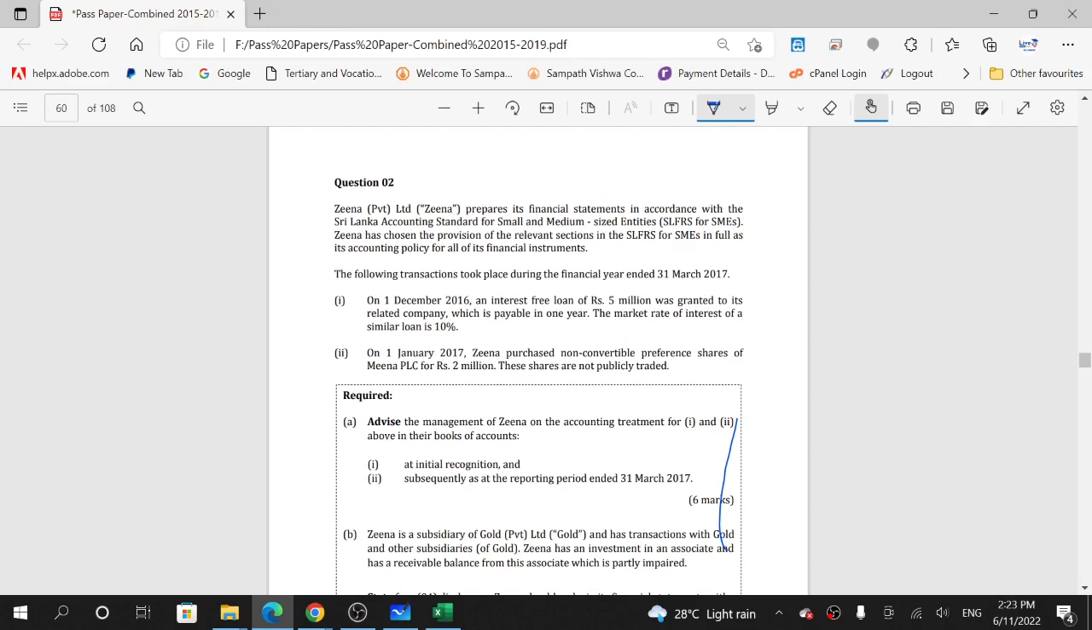Right. Tell me what is the treatment for the first one? Yes, tell me. Now here also the same theory that we discussed under the previous. This loan has also been given interest free. It doesn't matter whether this is the full SLFRS or SLFRS for SME. In both methods, the same theory will be applicable.